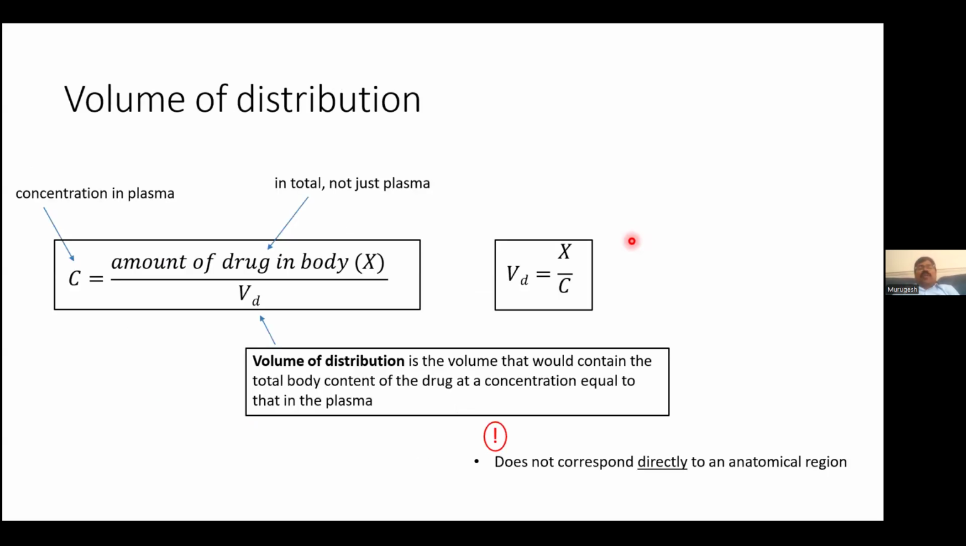The most important concept we use when it comes to pharmacokinetics is volume of distribution. If you have the concentration in plasma, the total amount you give divided by the volume of distribution will be the concentration. But what we want to calculate is the VD, so we just invert it. VD is equal to X by C, where X is the amount we administer, and C is the concentration. Using this, you can calculate the volume of distribution.